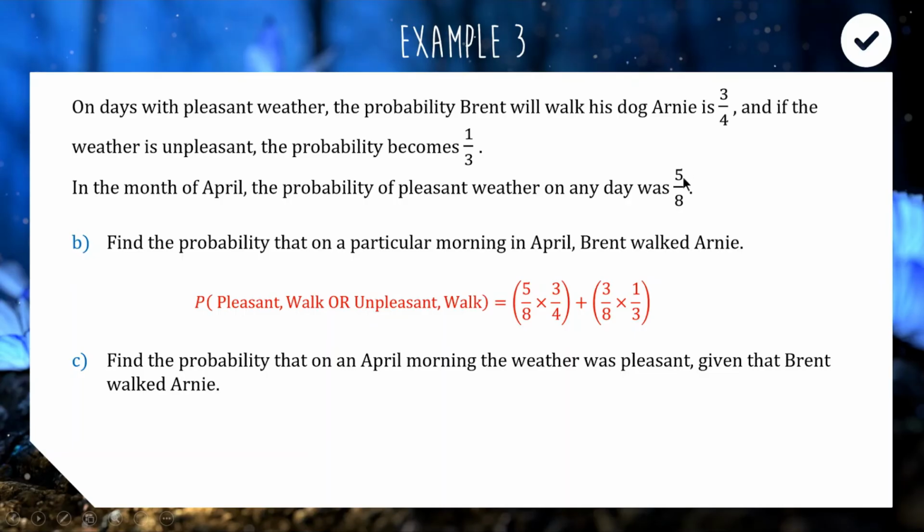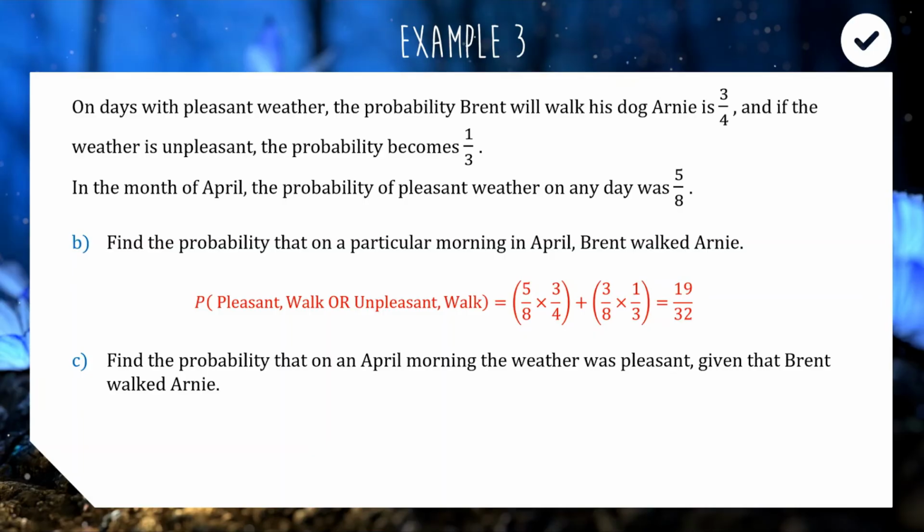So we've got a 5 in 8 chance of pleasant weather, which means we've then got a 3 in 4 chance of going for a walk. So this is pleasant weather and going for a walk. Or if there's a 5 in 8 chance of pleasant weather, there's a 3 in 8 chance of unpleasant weather, which then gives us a 1 in 3 chance of going for a walk. All right, so pleasant and walking, or unpleasant and walking. That gets us a total answer of 19 out of 32.